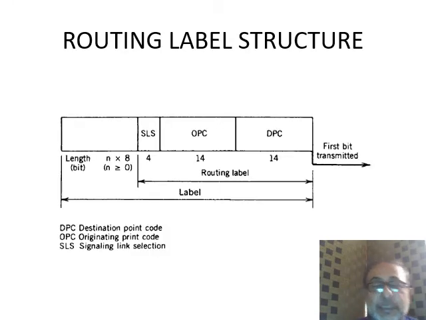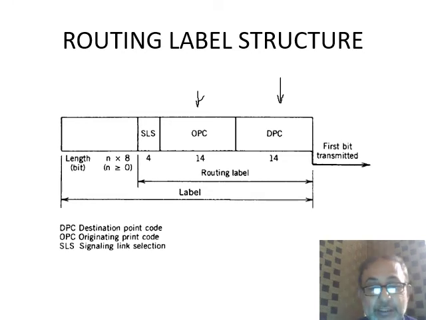This is the routing label structure, which gives you the originating point code, which is just like the IP address of the source, and this is the destination point code, which is just like the IP address of the destination host, right? So which are also part of the IP packet. Here we have got OPC and DPC, originating point code and the destination point code.